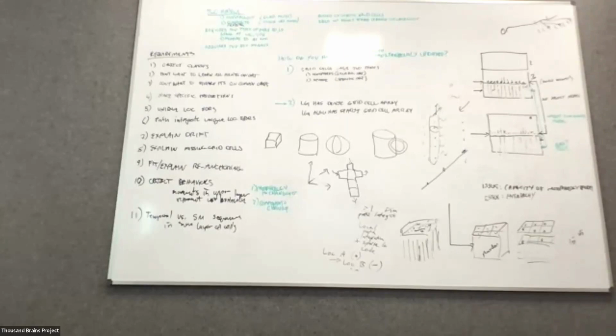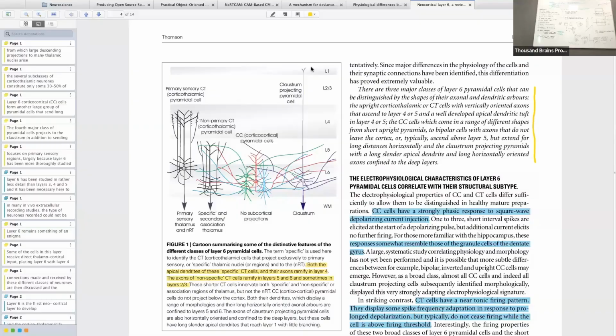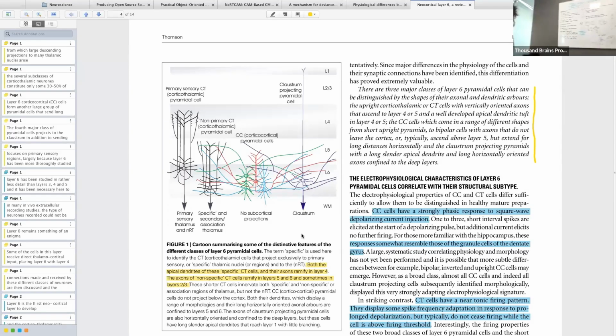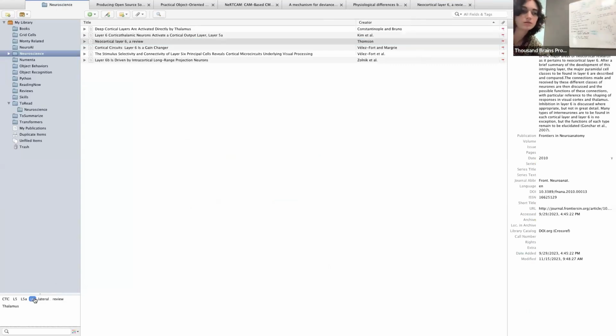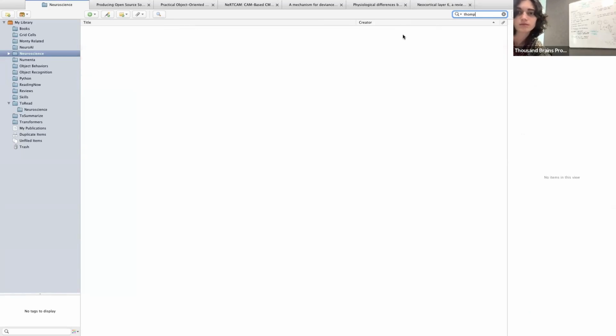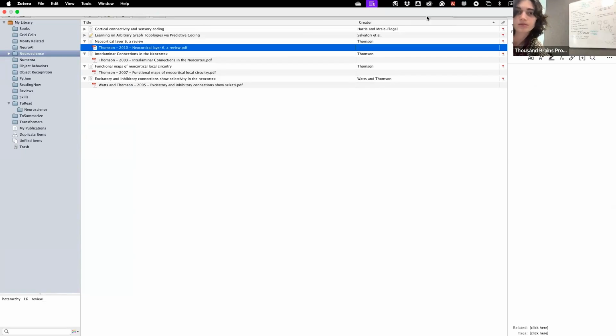I'm debating whether to bring up another topic related to this. Did you want to have a look at that Thompson paper about the connectivity? You were going to argue that it was inhibitory connectivity. I think that's from the 2010 paper. Let me just search for that one. Oh, okay, that's it.